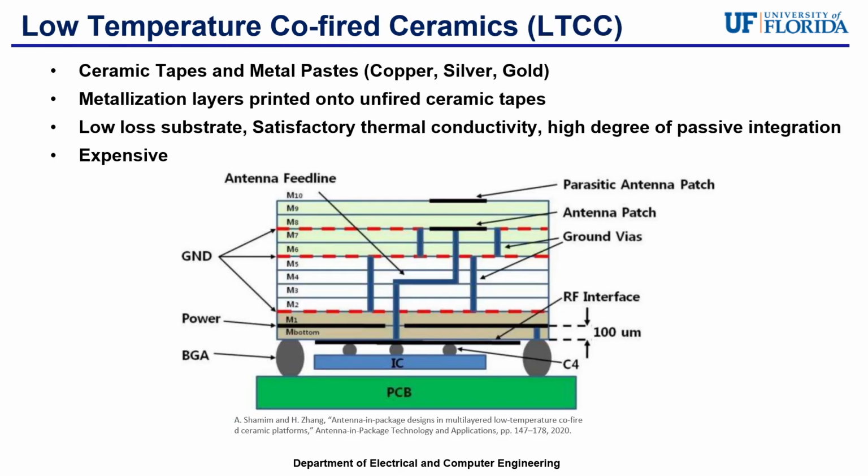Moving on with the materials and processes of conventional current antenna in packages are low temperature co-fired ceramics, also known as LTCCs. LTCCs are made up of ceramic tapes and conductive metal paste, typically copper, silver, or gold. In LTCCs, the metallization layers are printed onto the unfired ceramic tapes.